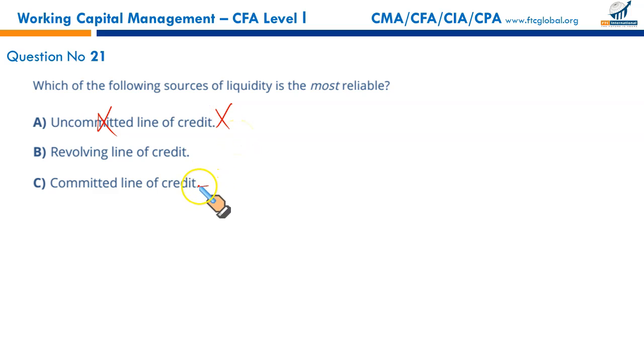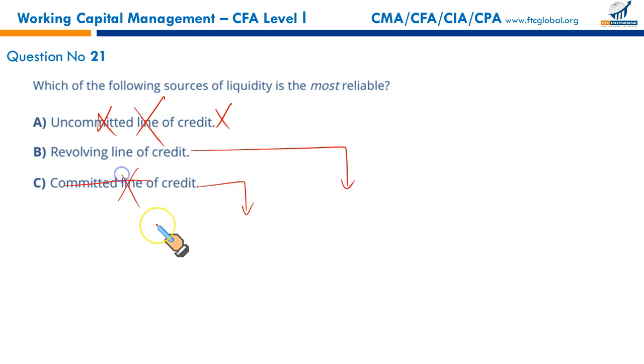Committed line of credit, even though it is committed, is for a specific period of time, mostly less than 1 year. So committed line of credit is basically an overdraft, as it is known outside the US. So it is not as reliable. But revolving line of credit typically is for a longer term than the uncommitted and committed lines of credit. So it's a more reliable source of finance.